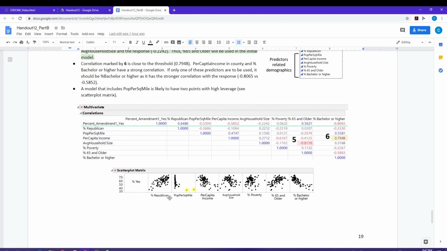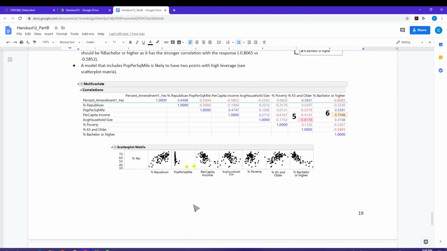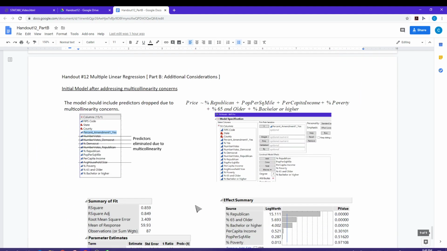One thing I notice under the scatterplot matrix is I'm going to have some issues with leverage when I look at the population per square foot. I believe this is Ramsey County and Hennepin County, which are highly dense counties right in the heart of the Twin Cities. So those two observations right there, two counties, are going to influence my regression model because of the high leverage there. So you're going to want to take that into consideration when deciding what your final model looks like.